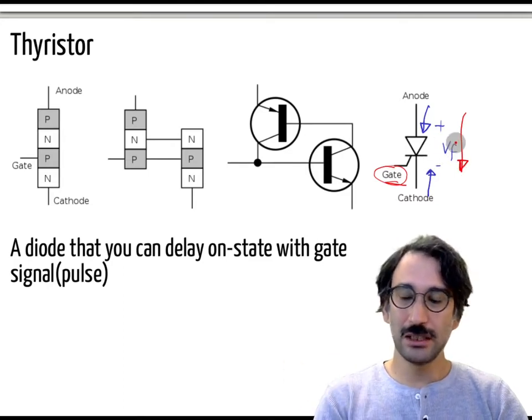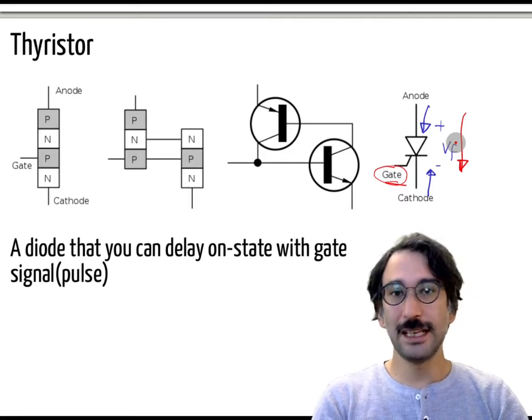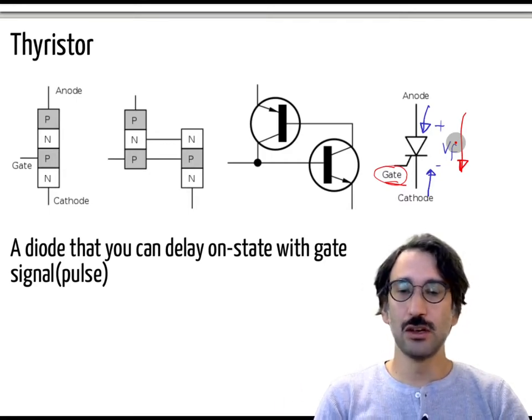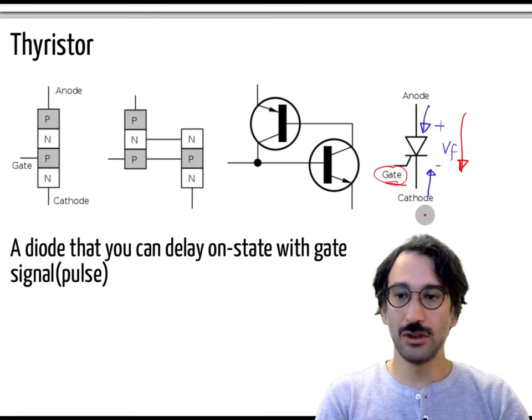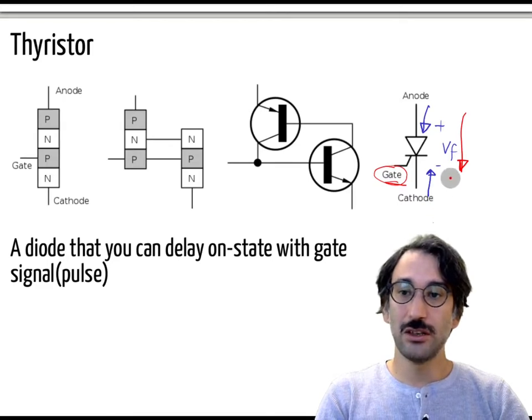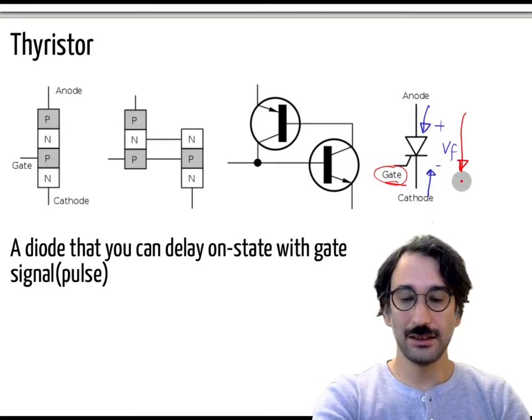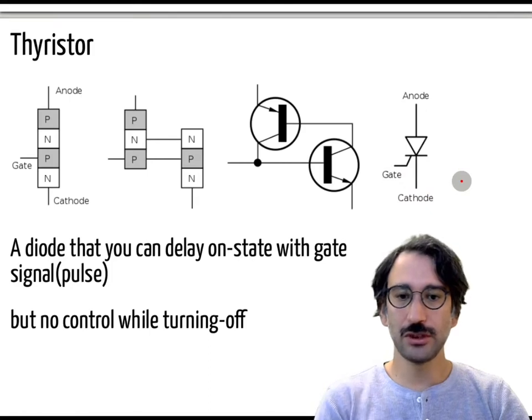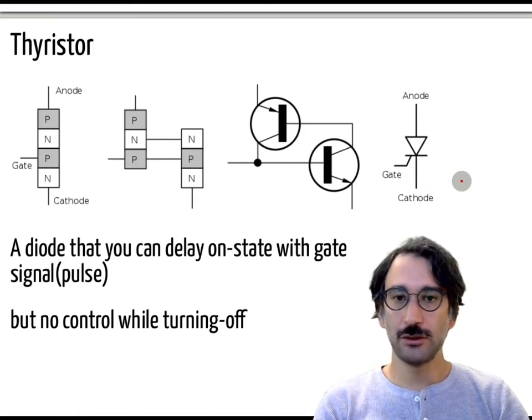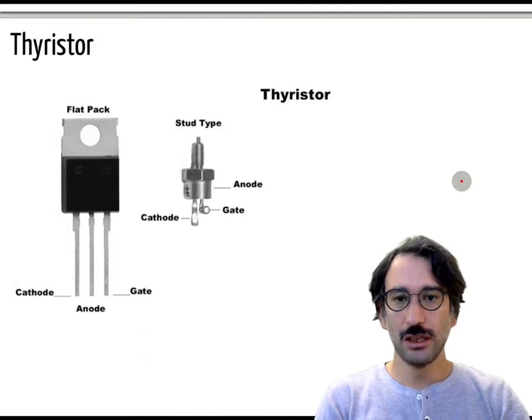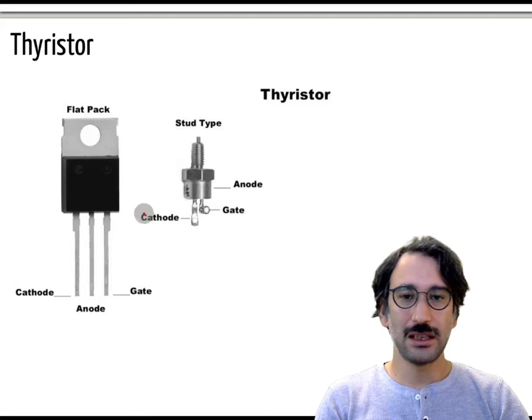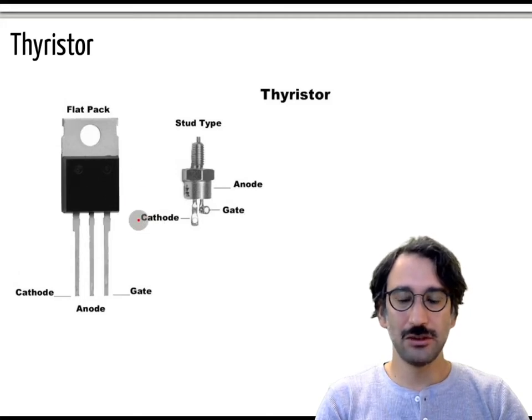So it behaves like a diode which you can delay the turn on state, but you don't have any control to turn off. So the only way to turn off a normal classical thyristor is to reverse bias it like a diode. Okay, so we don't have control while turning it off. It can be in different packaging. It can be packed like a normal transistor, one of the TO packs, or the higher current versions can be those screw type ones.